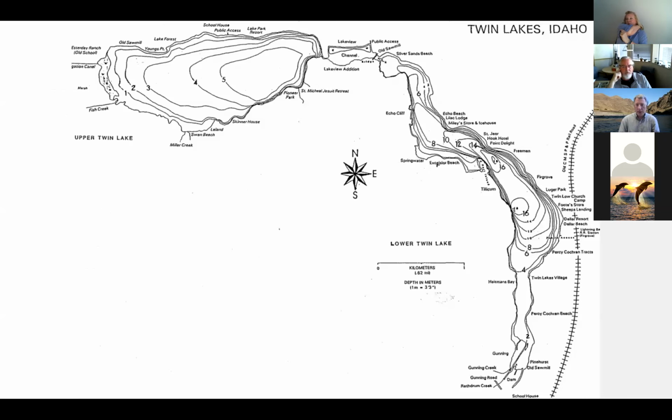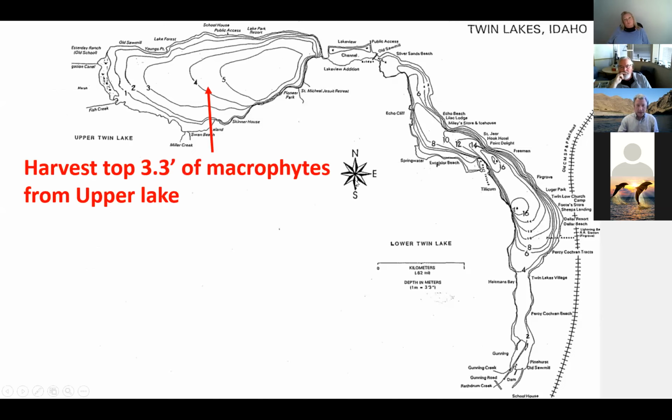Okay, so here's the Twin Lakes. These are the bathymetric maps, or the upside down topographic maps. So it gives us an idea of where the contours are. The contours here are in meters, so that each meter is 3.2808 feet. And the harvest of the top 3.5 feet of macrophytes was proposed for the entire top lake.